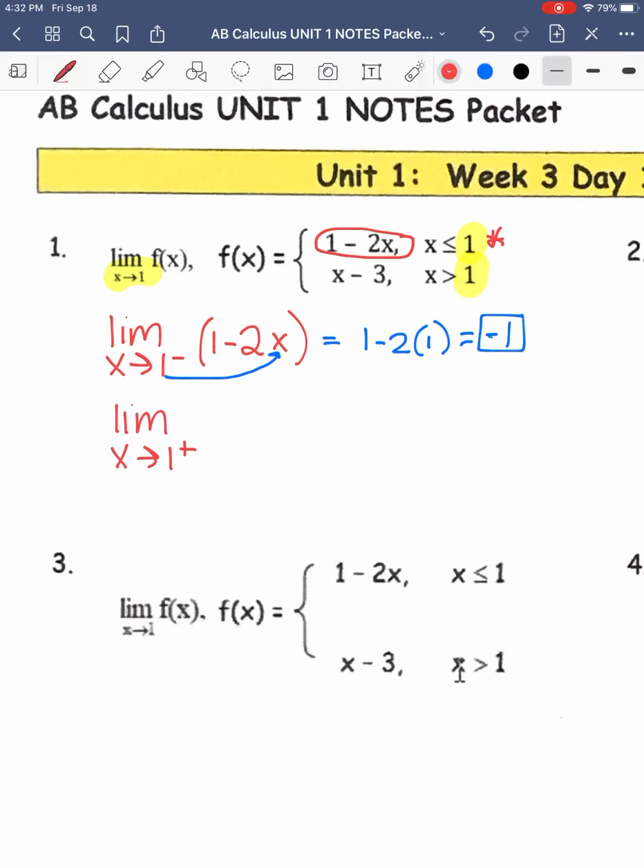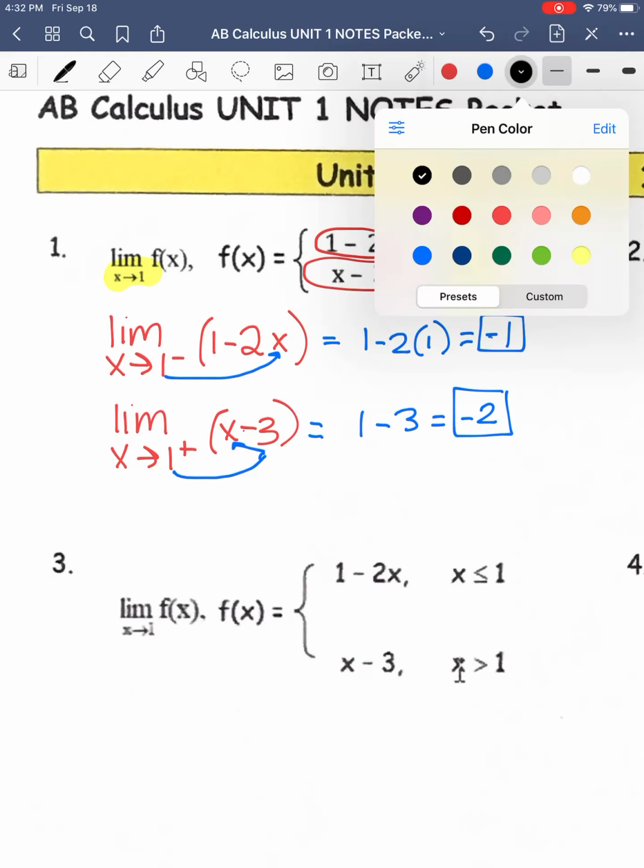Then I'm going to find the limit from the right. From the right would be numbers where x is greater than 1, or the bottom function. So please make sure when you're writing this out that you use good notation and that you're actually putting the function x minus 3 there. So to find this limit, I'm just going to take 1 and I'm going to sub it in for x right there. So it's going to be 1 minus 3, negative 2.